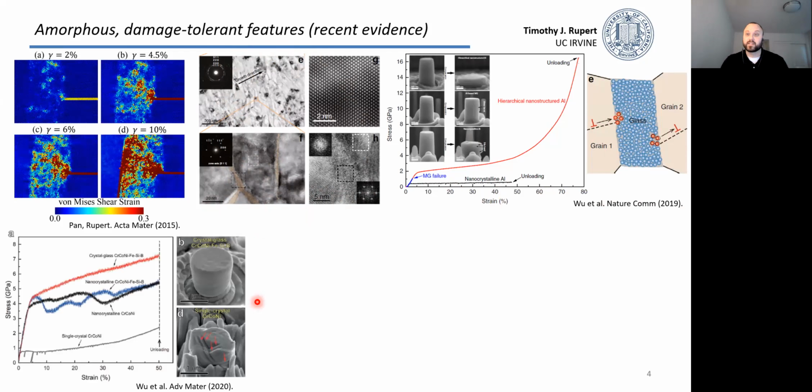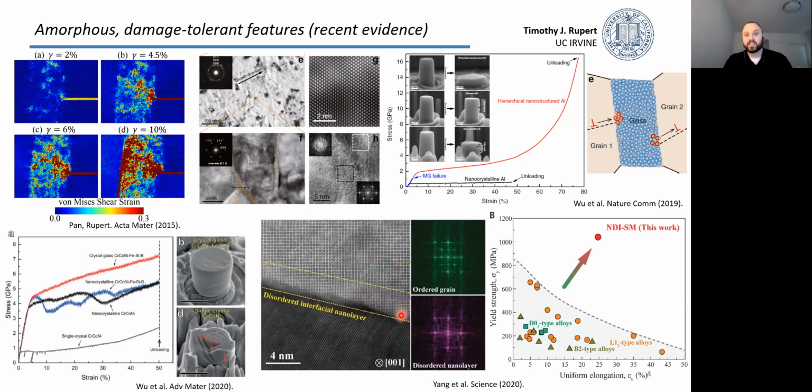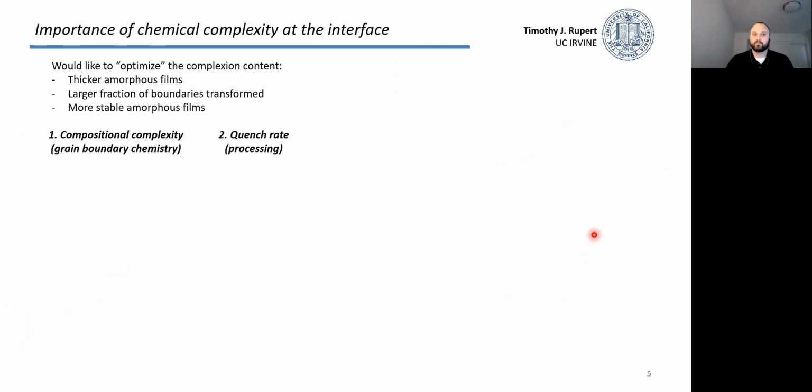On the bottom right is showing a similar type of idea. In this case, the grain interior is a multi-principal element alloy, but the net effect is the same thing. The amorphous interfaces end up being beneficial for having homogeneous deformation. And finally, this is showing an example from a chemically ordered set of lattices where a disordered interfacial layer can give you this best of both worlds: increase in strength and increase in uniform elongation.